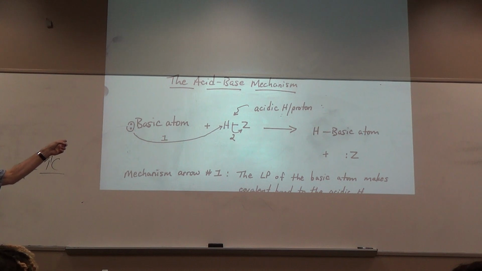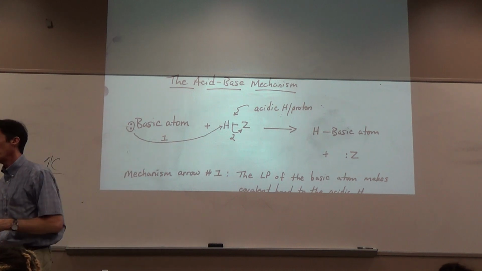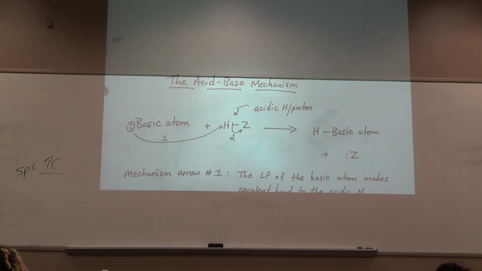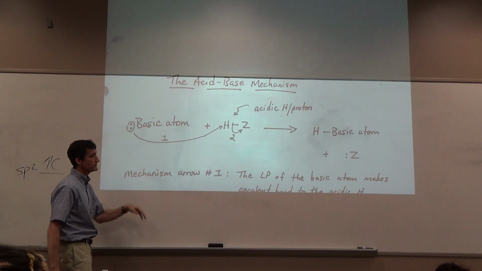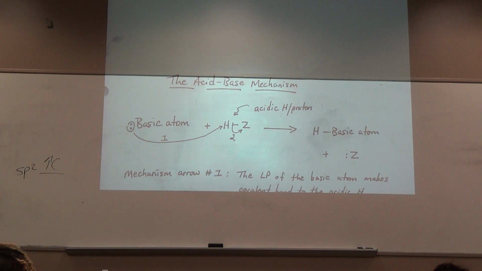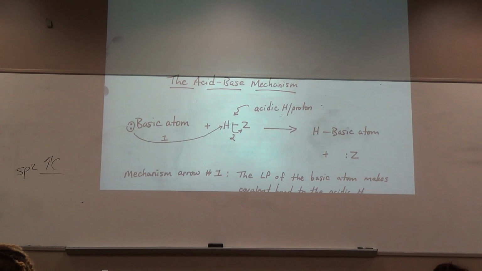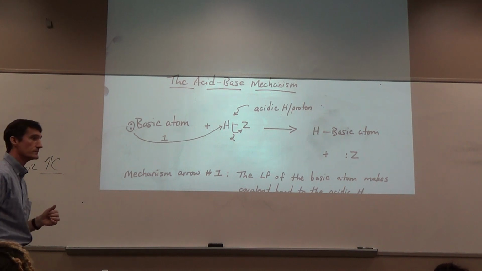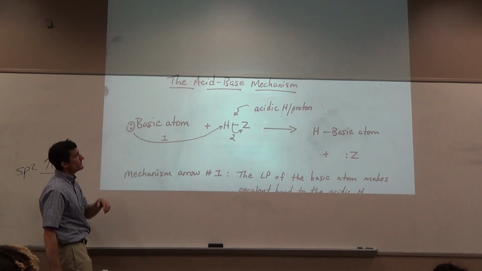The basic molecule is going to have a basic atom, and the basic atom is going to have a lone pair. We're talking about a Bronsted-Lowry acid-base. What's the definition of a Bronsted-Lowry acid? Donate some. A proton donor. We donate a proton. All right, let's maybe ask that a little bit later.